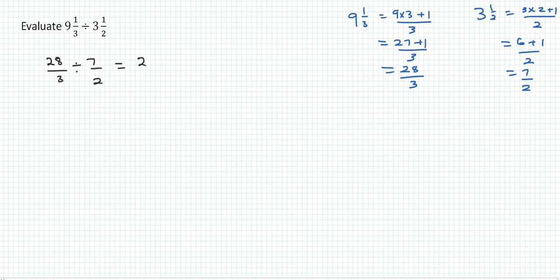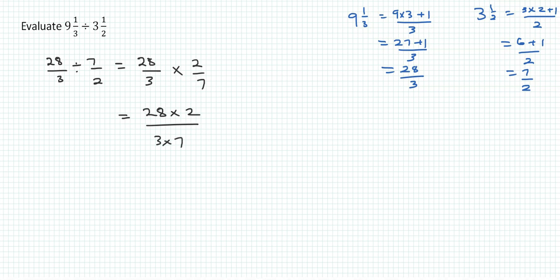Now we're going to leave the fraction on the left hand side, and then the one on the right hand side we're going to flip to 2 over 7 and change the sign to a multiplication. So now we have 28 multiplied by 2 over 3 multiplied by 7. So now we can simplify. So we have 7 divided by 7, 1. 28 divided by 7, we have 4. So this is going to give us 4 times 2 over 3 times 1, which is 8 over 3.